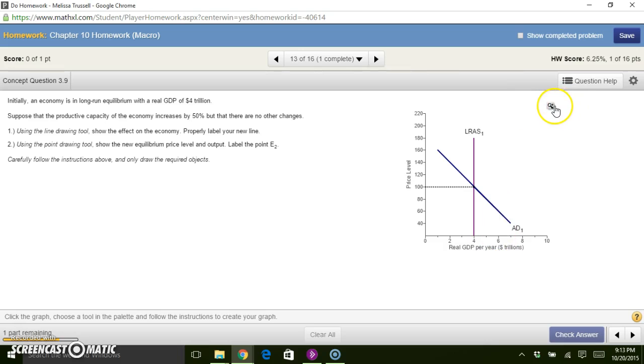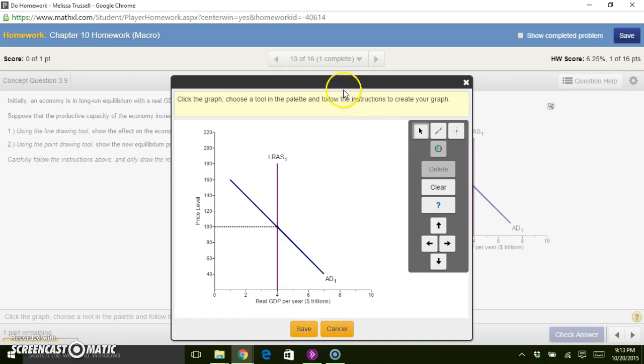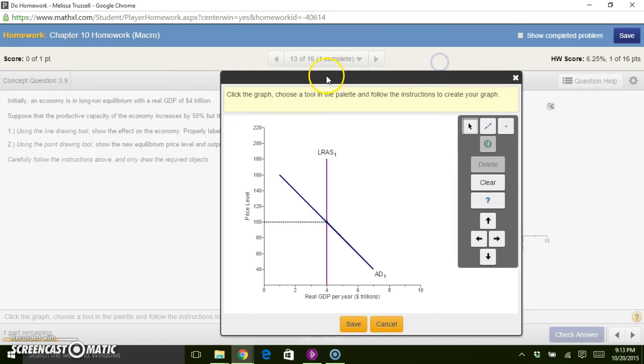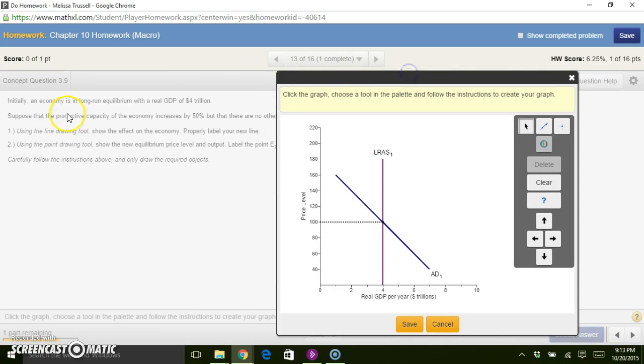So I'm going to click our little magnifying glass here so we can look at this up close. And the first part of the question tells us to use a line drawing tool to show the effect on the economy and label our new line. So the effect on the economy here is that our long-run aggregate supply curve shifts outward, rightward, to 6 trillion, because 6 trillion is 4 trillion plus 2 trillion, which is a 50% increase from 4 trillion. So I'm going to draw that line here, and I'm going to label that as our new long-run aggregate supply line.